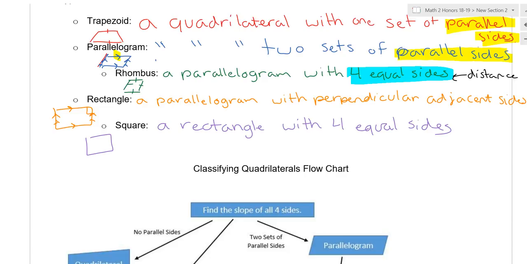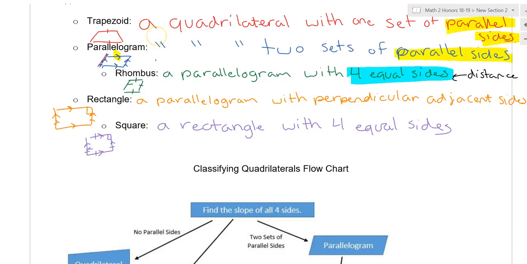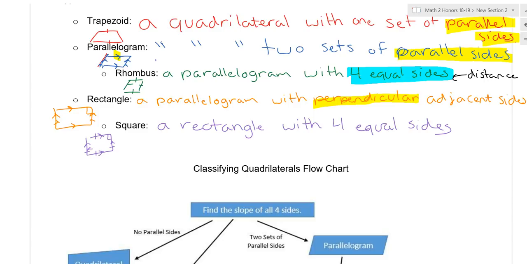Good. So everything with a rectangle, parallel, perpendicular. Now they all also have to be equal. So the square is like the most crazy of the shapes, the most to prove. With perpendicular, okay, so perpendicular gives a slope, and then 4 equal sides.